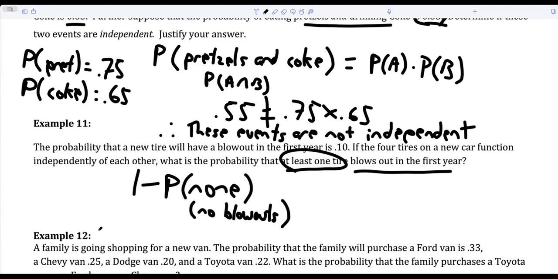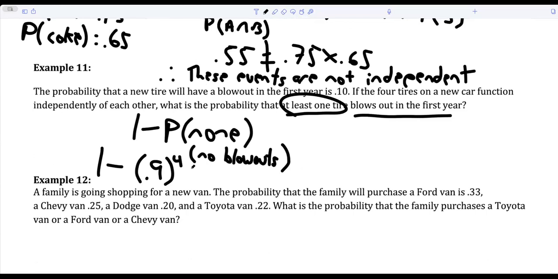So I'm going to do 1 minus, what's the probability that I have no blowouts? Okay, the probability that I have a blowout is 0.1, so the probability that I don't would be 0.9. And there are 4 tires. So we do 1 minus 0.9 raised to the 4th power, which is 0.3439. So there's about a 34% chance that we do have a blowout in the first year, which again, for me, a little high.